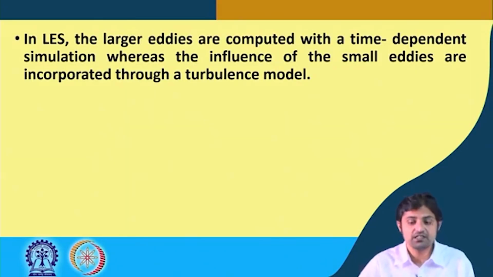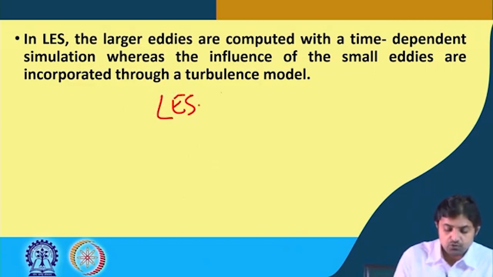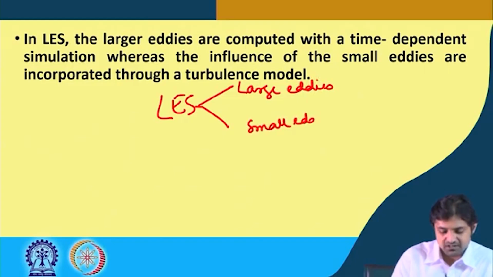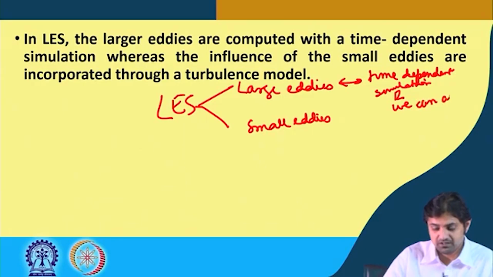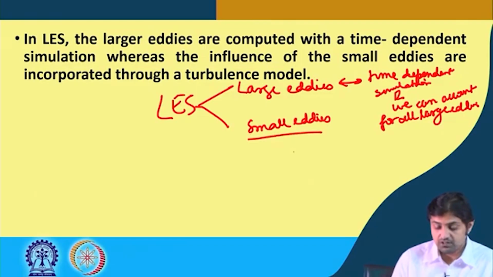So in LES, the larger eddies are computed with a time dependent simulation, where the influence of the small eddies is incorporated through a turbulence model. So we say in LES, two parts: large eddies and small eddies. The large eddies are solved through time dependent simulation, and we account for all large eddies. But small eddies are so many, the effects of the small eddies are taken through a turbulence model.